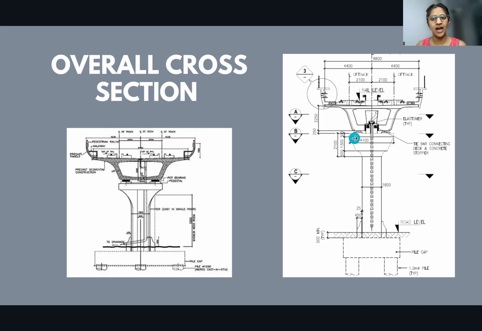Just in case it is precast, then directly it will be placed, that is the pier cap. And on top of that, we have the bearing pedestals, so that it avoids any horizontal movement that happens between the segment and the pier cap. And then we have this segment. When it comes to the segment over here, you can see, again, this is the cross-sectional view. This is where the rails actually move forward, and any of the platforms will be there at this parapet level.